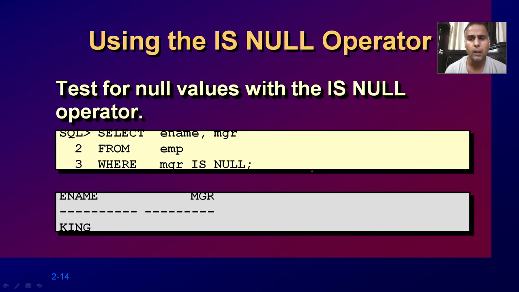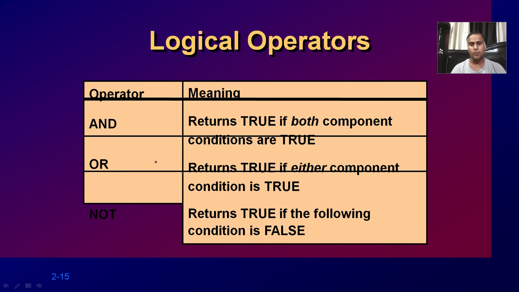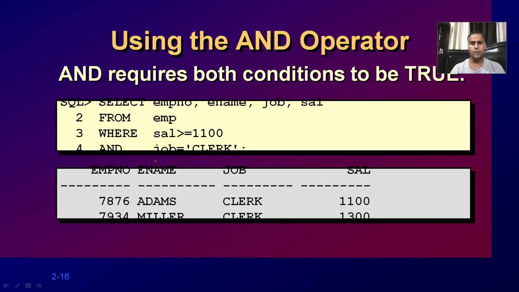Using the NULL operator, test for the null values, whether it is null or not. Simply you can write mgr is null or not null, so you can use it in this query. So here some logical operators are AND, OR, NOT, we can use them based on the condition.